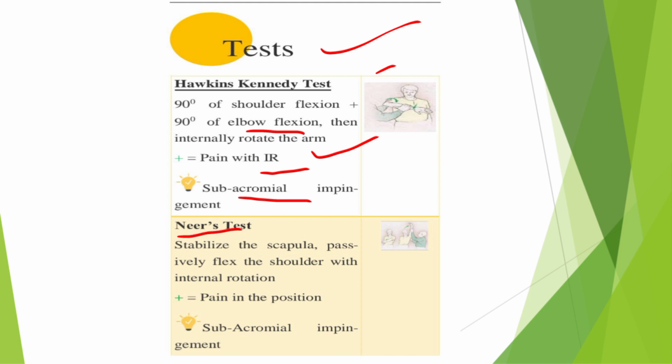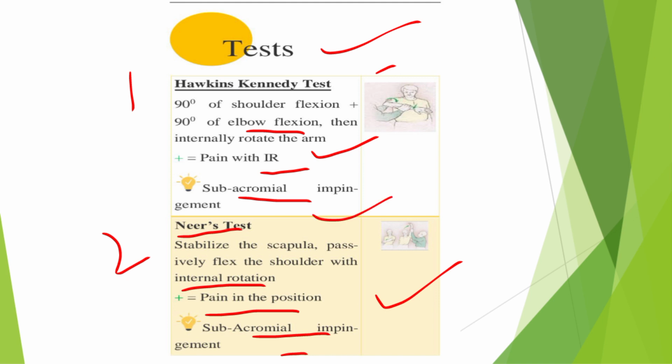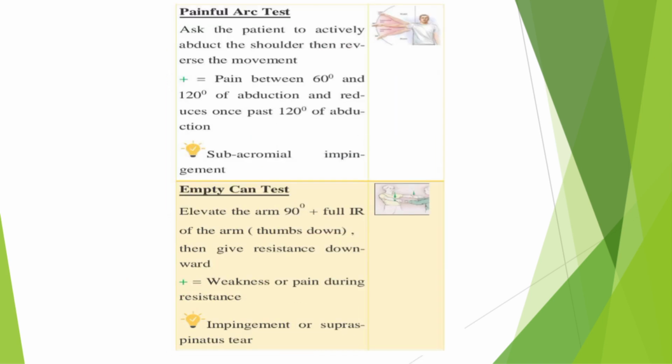Next is the Neer test. This is the one test, Hawkins-Kennedy. Next is the Neer test. In this test, stabilize the scapula of the patient, and the therapist passively flexes the shoulder with internal rotation, and if with the internal rotation the patient feels pain, then it is a positive subacromial impingement sign, and it is also for the supraspinatus. Hawkins-Kennedy test and the Neer test. Next we have the painful arc test.